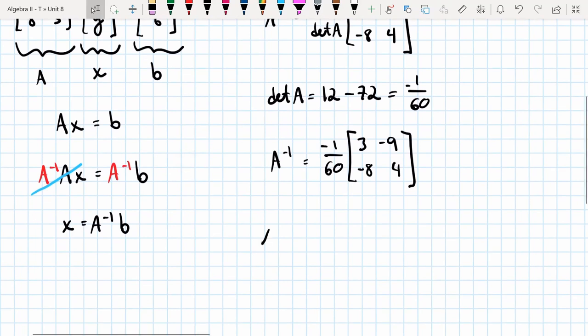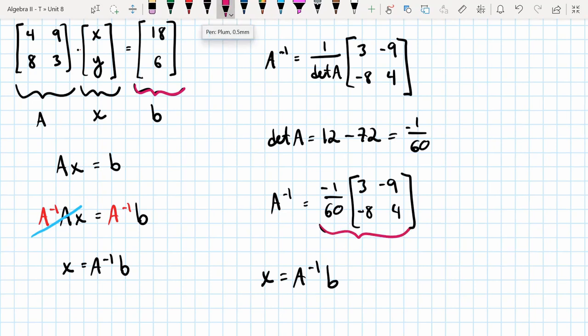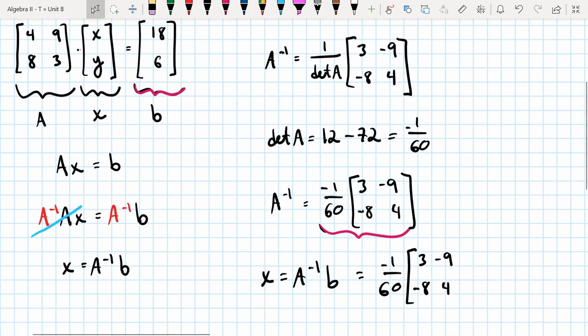And so our answer, X, is going to be the inverse matrix, which we just found right here, times B, which is right here. So let's take this first matrix here and plug it into this equation. And now we're going to multiply this by B over here.